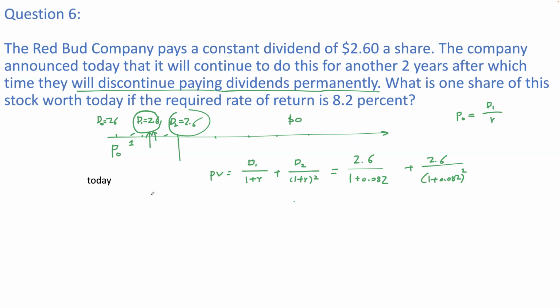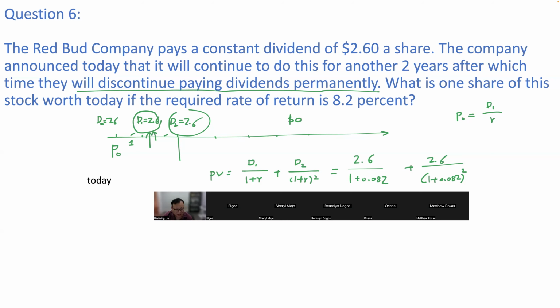So this is the most strict, most straightforward way. I have 2 future payments. To know the present value, I will discount each payment and add them up. That's the most straightforward way for me to do the calculation. There is another way to do it. Okay, I'm going to show you.